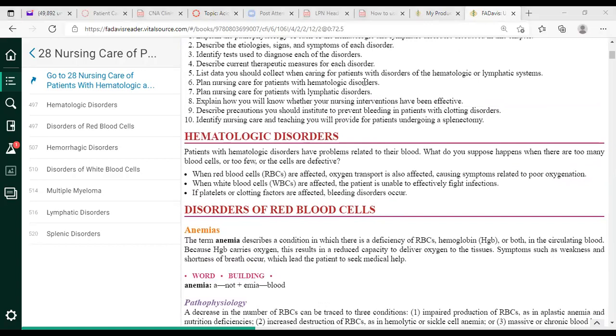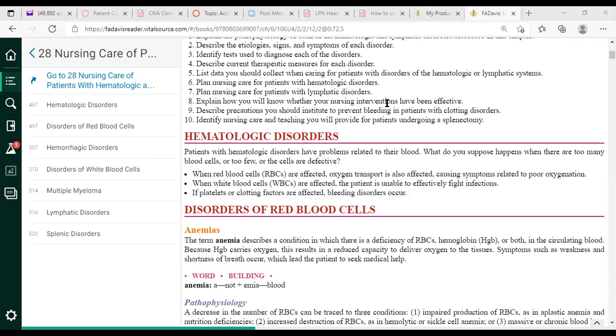Patients with hematologic disorders have problems related to their blood. What do you suppose happens when there are too many blood cells or too few, or the cells are defective? When red blood cells are affected, oxygen transport is also affected, causing symptoms related to poor oxygenation. When white blood cells are affected, the patient is unable to effectively fight infection. If platelets or clotting factors are affected, bleeding disorders occur.